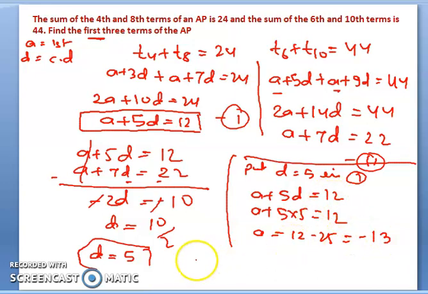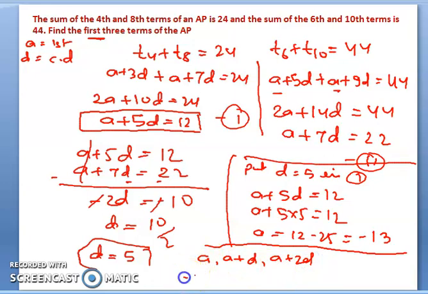Now we have A. So the first term is A, the second term is A plus D, the third term is A plus 2D. How much is A? Minus 13. Next is minus 13 plus 5, which is minus 8. Then minus 8 plus 5 is minus 3, and then so on, like minus 3 plus 5 is 2, and so on. So on we can write. Okay, so this is how we can find the terms.